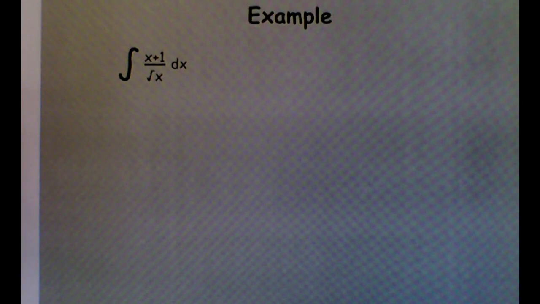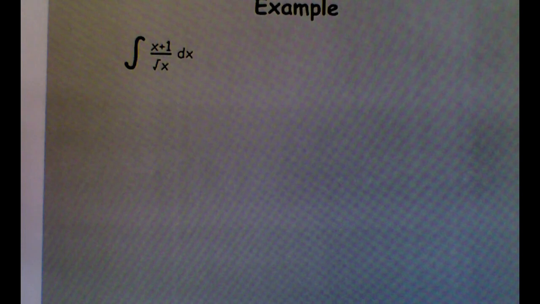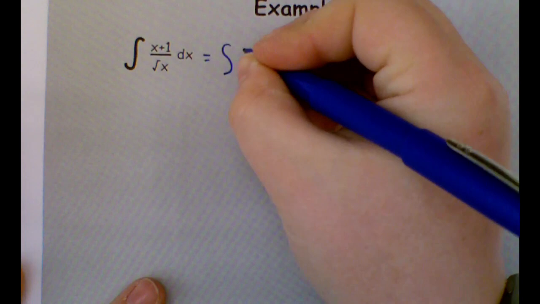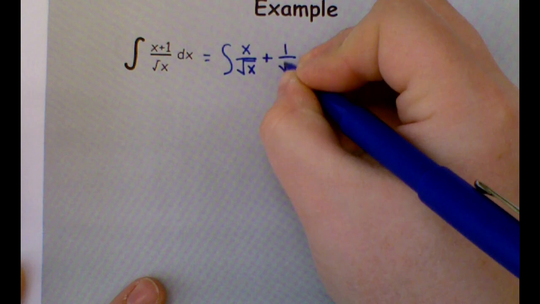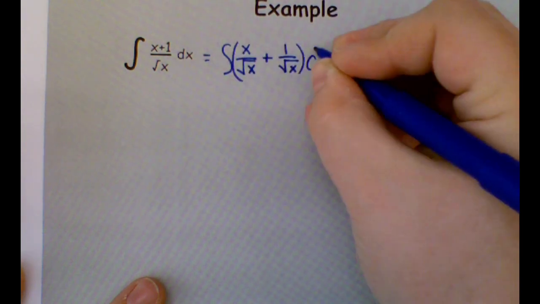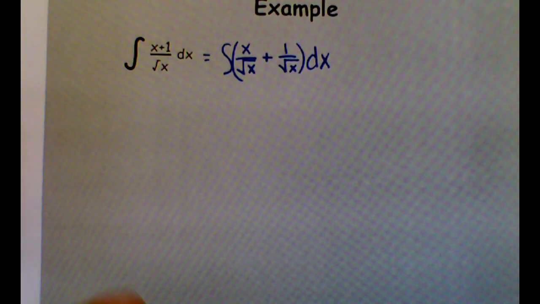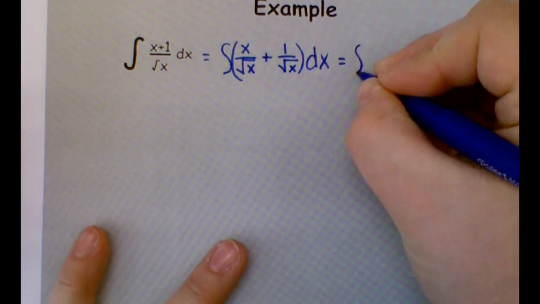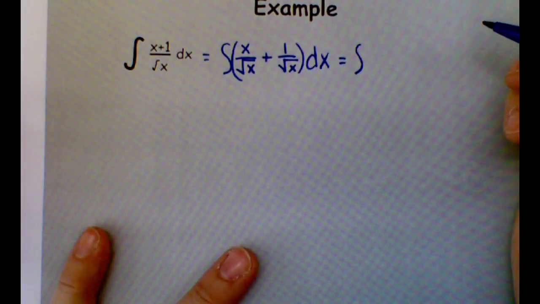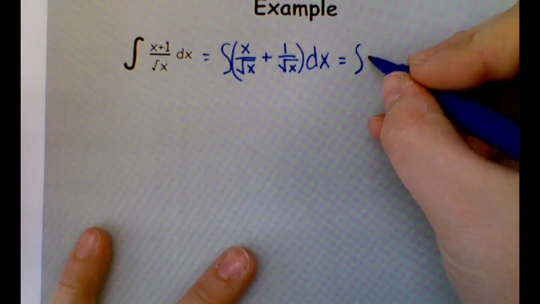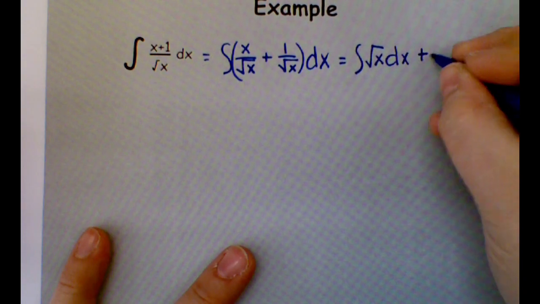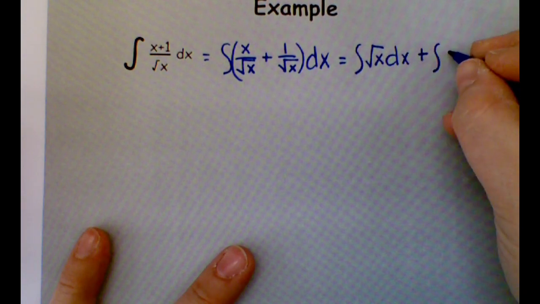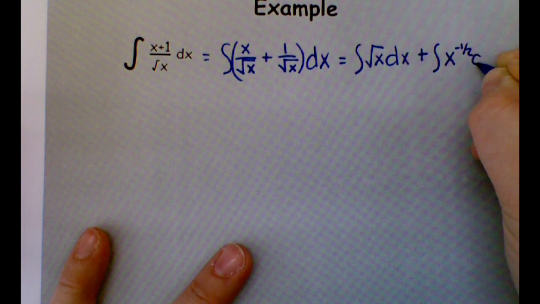And now we're going to get a little more wonky. Let's actually rewrite this. Let's make it x over the square root of x plus 1 over the square root of x dx, because remember, you can break a numerator apart like that. So we really have the antiderivative of x over the square root of x, which is actually square root of x dx, plus 1 over the square root of x. Well, that's x to the negative 1/2 power.